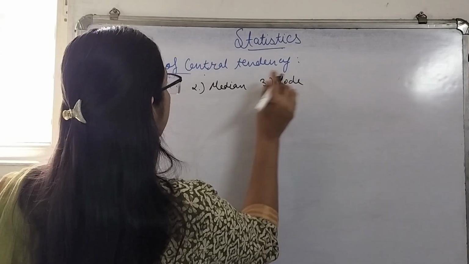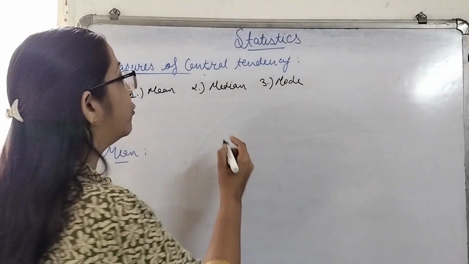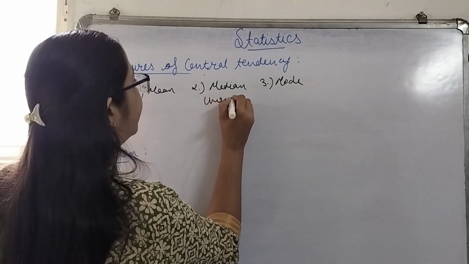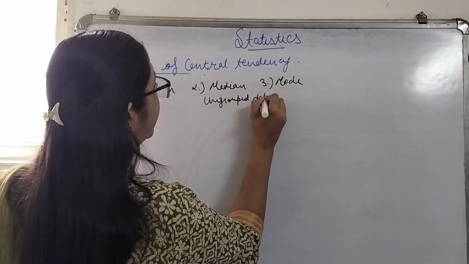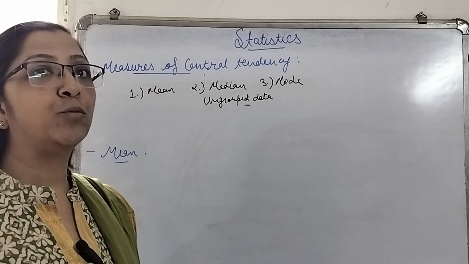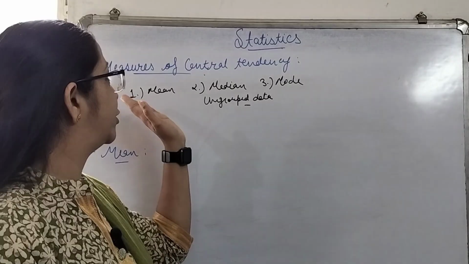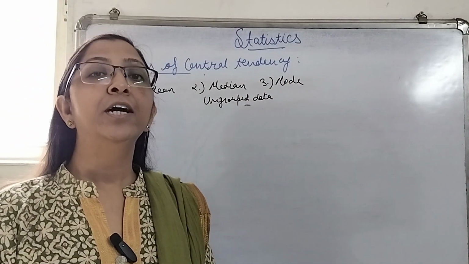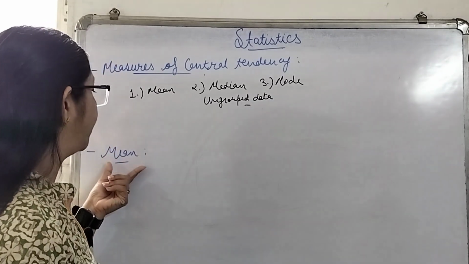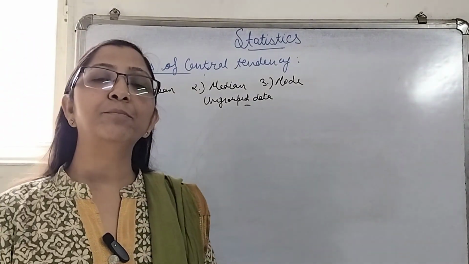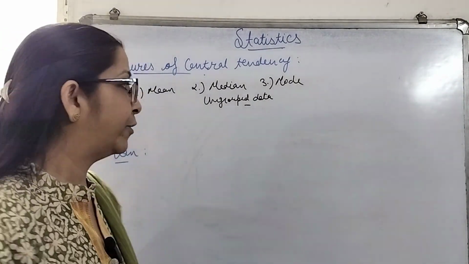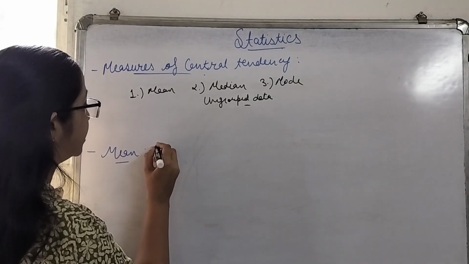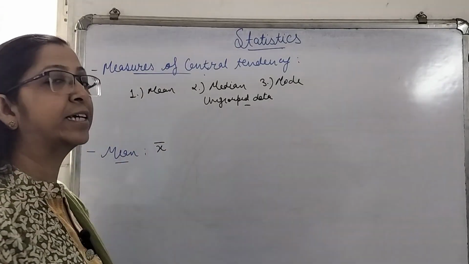What all these are and how to find their values for the ungrouped data, we have already learned in the previous class. Now in this video we will be seeing how to find the value of mean, median and mode for the grouped data. Now starting with the mean, let's see what mean is. We have already learned that mean is basically average, and it is represented by x bar.